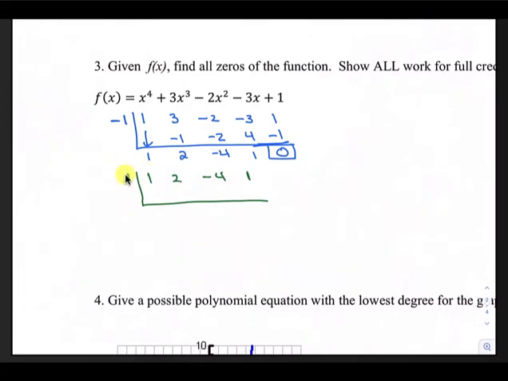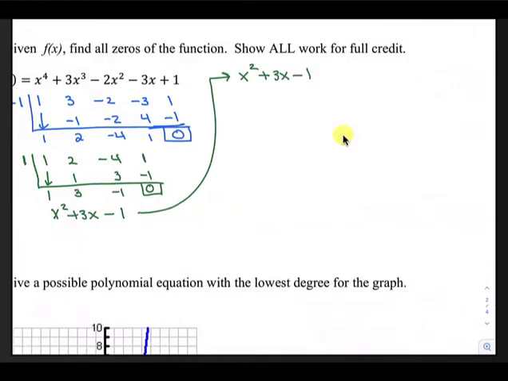So we bring the 1 over here on the outside, and then the coefficients of the polynomial where we left off is 1, 2, -4, and 1. Using the synthetic process, we would drop the 1 down. Multiply 1 times 1 is 1, plus 2 is 3, times 1 is 3, minus 4 is -1, times 1 is -1, and plus 1 is 0. The resulting polynomial would be x squared plus 3x minus 1. This cannot be factored, so then we will find the other zeros using the quadratic formula.